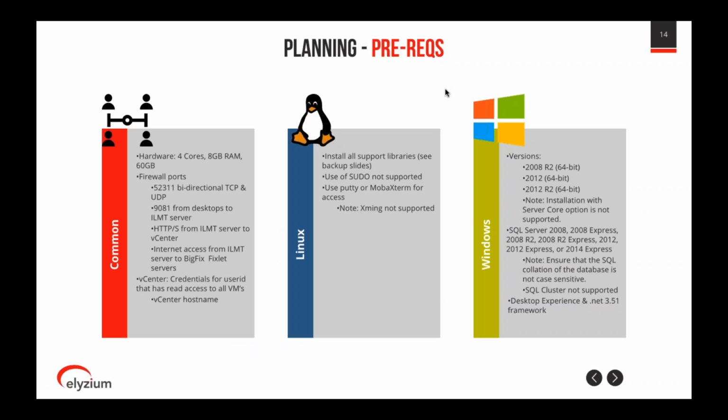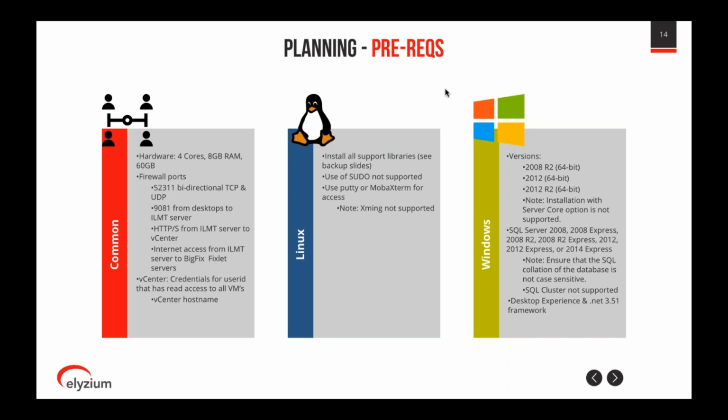So in terms of planning, again, like I said, if you get the planning piece correct and you've thought through everything, then it will go very, very smoothly. The underlying hardware that's needed is 4 cores, 8 gigabytes of RAM, and 60 GB. Now, if you've got a small number of endpoints, let's say 20 to 30, then although IBM says that the minimum is 4, I've seen it work with 2 cores as well.